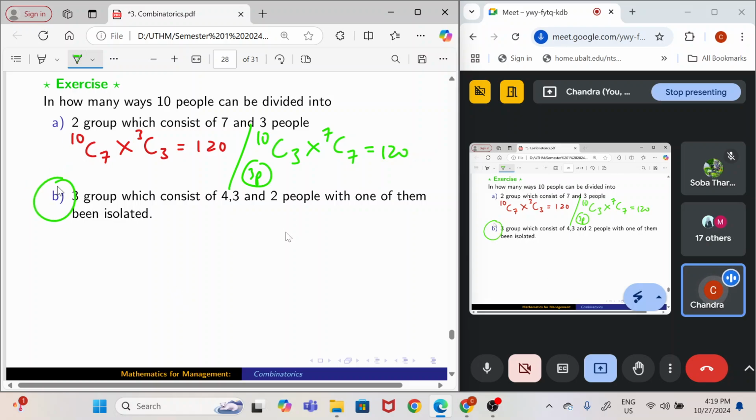Now, can you try B here? Same method, you try B here.